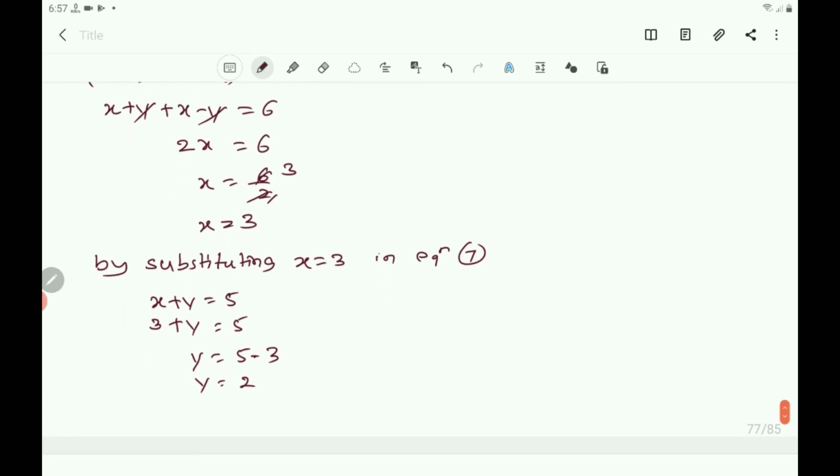In this way you got that. Therefore x equals 3, y equals 2. These are the solution of the given pair of equations. The values of the variables are 3 and 2. Here you got x equals 3 and y equals 2.